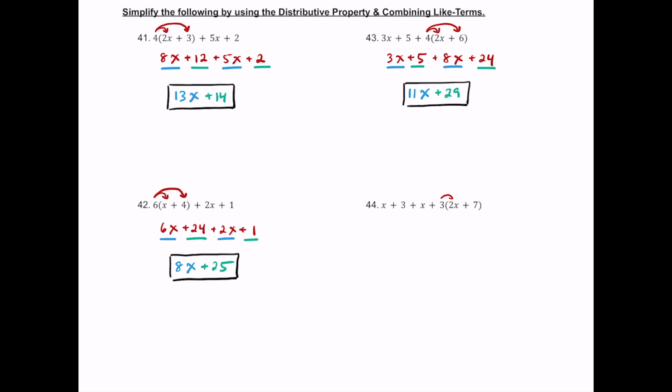For 44, let's go ahead and distribute this 3 to both of these over here. If we have that, we're going to have x and then plus 3 plus x plus 6x plus 21. We have 3 of those 2's make 6, and 3 of those 7's makes 21. Then if we combine 1x plus 1x, that's 2x. 2x plus 6x gets us a total of 8x. And then a constant of 3 plus a constant of 21 gets us a constant of 24.